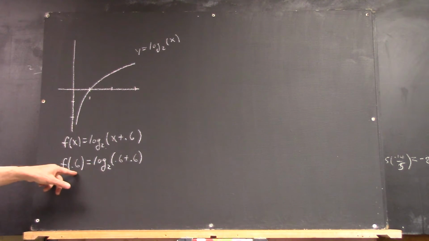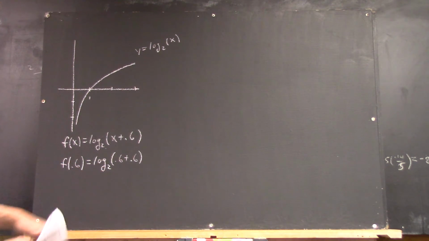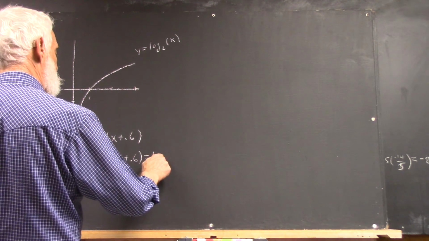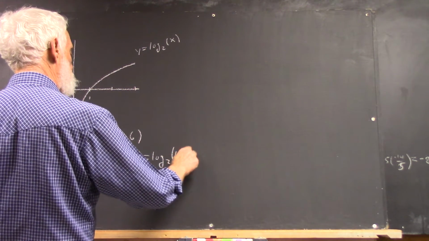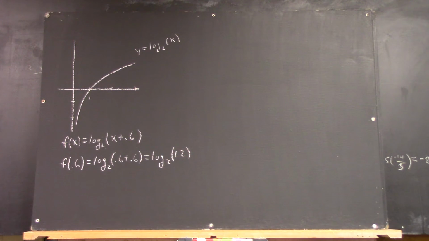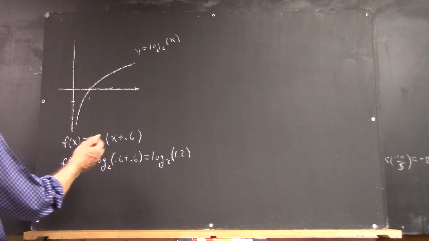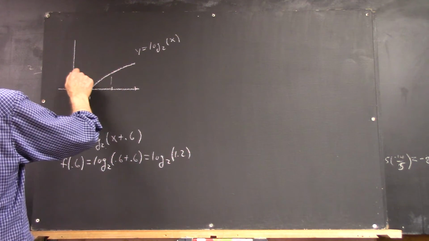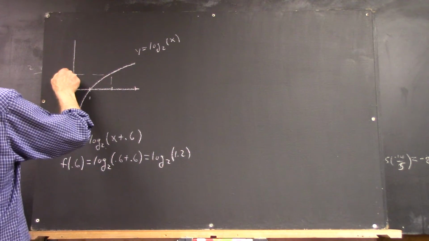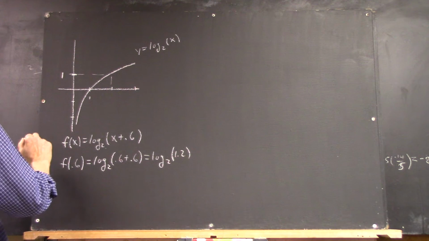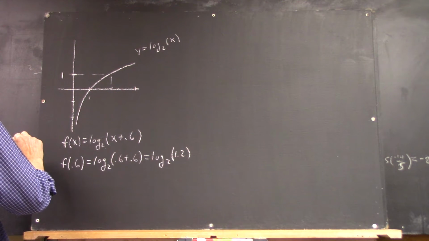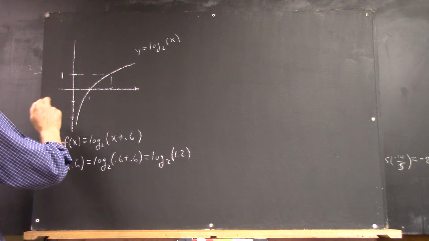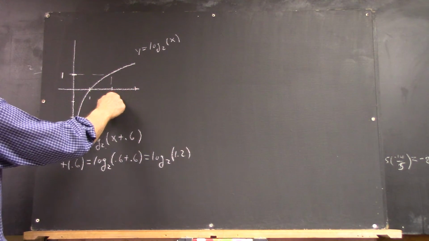Well, we've replaced x by 0.6, so we get log 2 of 1.2. Okay? Where's 1.2? Okay, well, first of all, if we have the graph, 1 has to appear here, where x equals 2.